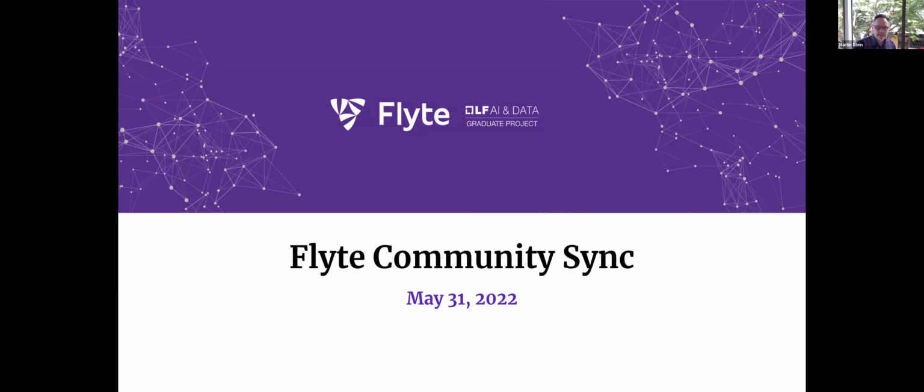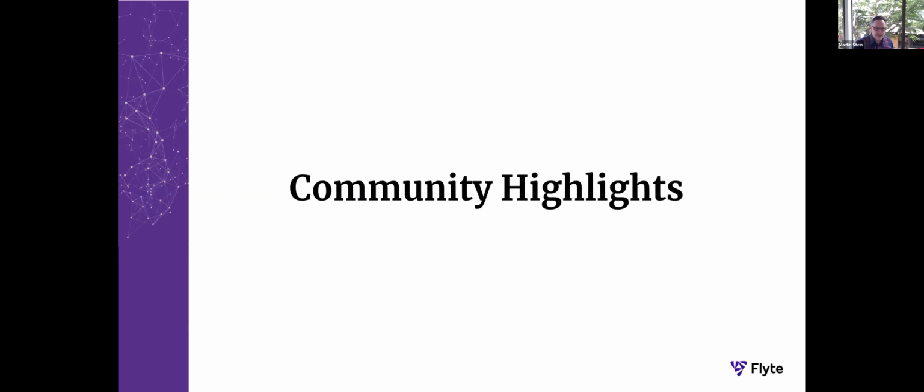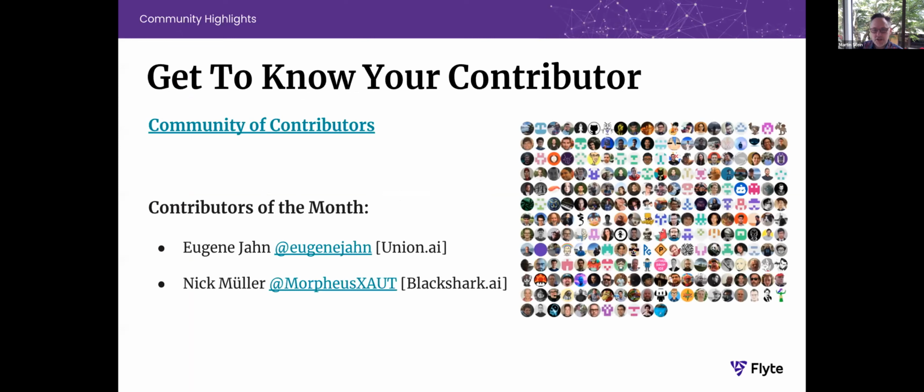And with that, let's go to the agenda today. We have a packed agenda. I think it's going to go 50 minutes today. Community highlights, about 15 minutes. We're going to have Ketan talk about the roadmap. And then we have about 20 to 30 minutes on demos and presentations. Let's go to the next slide, community highlights, and get to know your contributors.